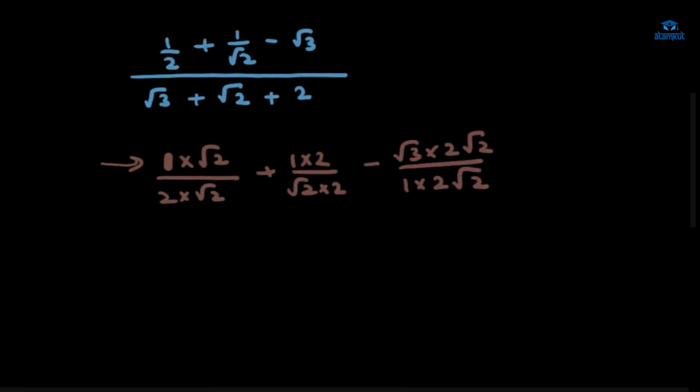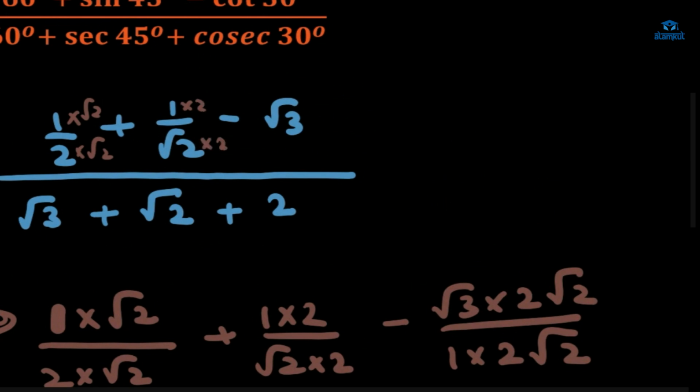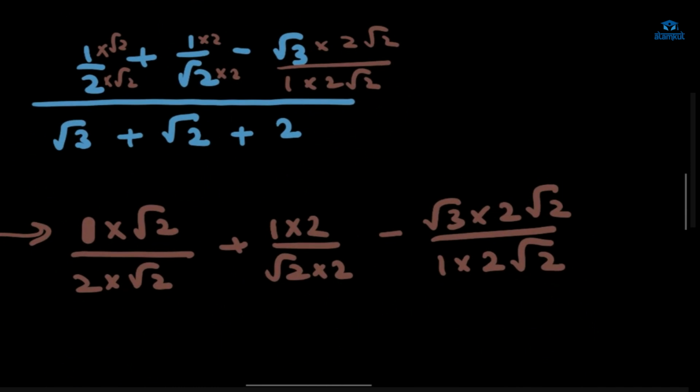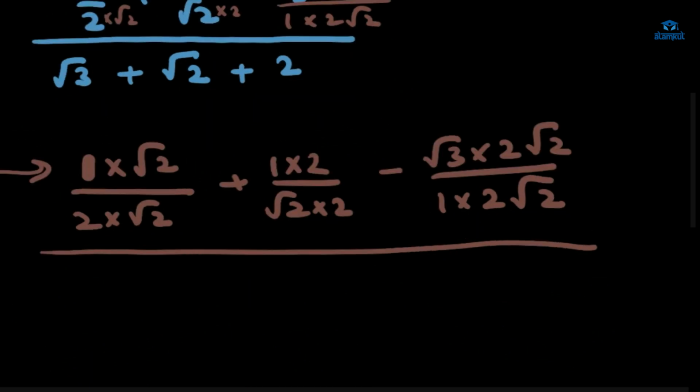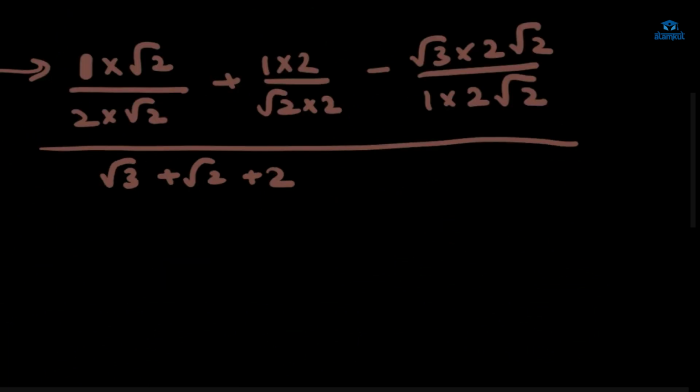So have you people understood what I have done? 1 into root 2. 1 into root 2. I have taken the LCM, root 2 into root 2 into 2 into 2 root 2, 1 into 2. This only I have done, which I have written here with a brown. Now getting or not, what I have done? I've just multiplied, I've just taken the LCM. Now over, because it's not over, it is the denominator which is left, root 3 plus root 2 plus 2. Now can I multiply and write it here?